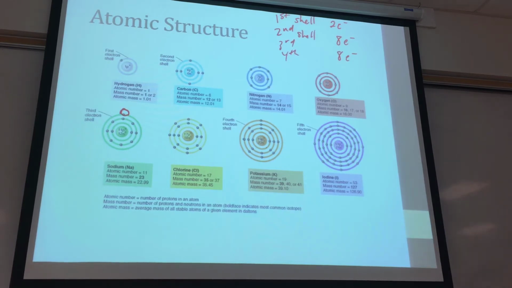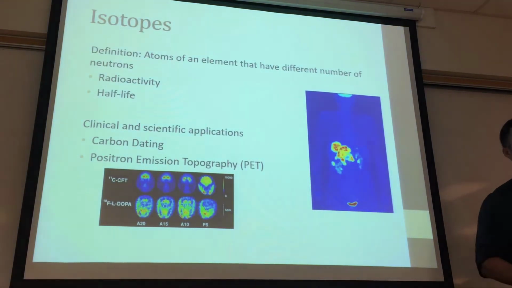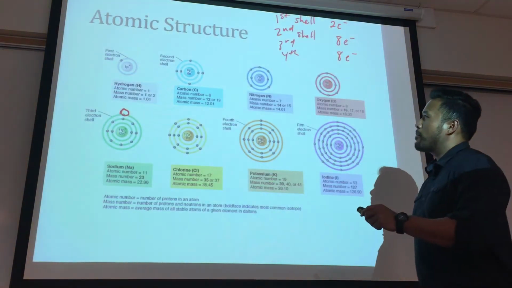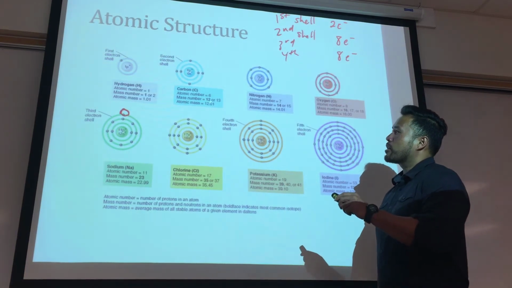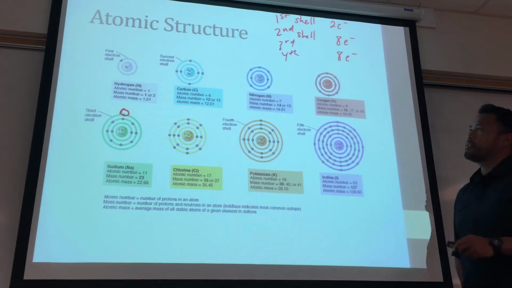Before I move on to the next slide, something I want to bring up, no, scratch that. We'll move on. The next topic we'll talk about are isotopes. And isotopes, basically, the main definition of isotopes is that atoms of an element have a different number of neutrons. Let me go back to the prior slide, where I pointed out that the mass number for carbon is either 12 or 13.